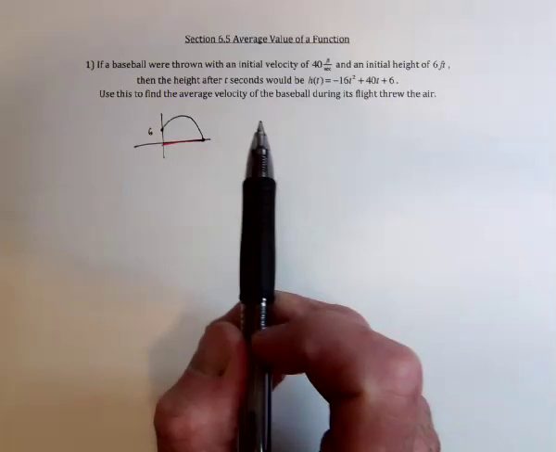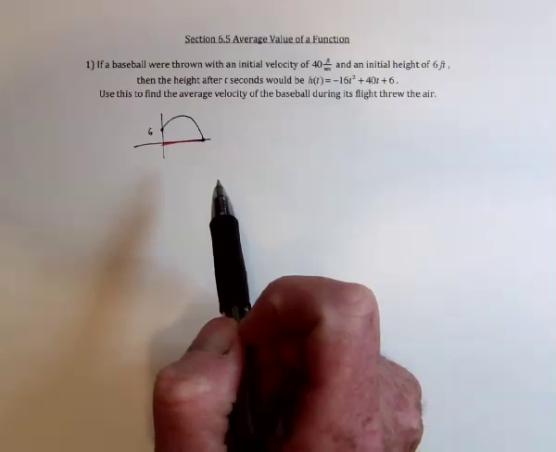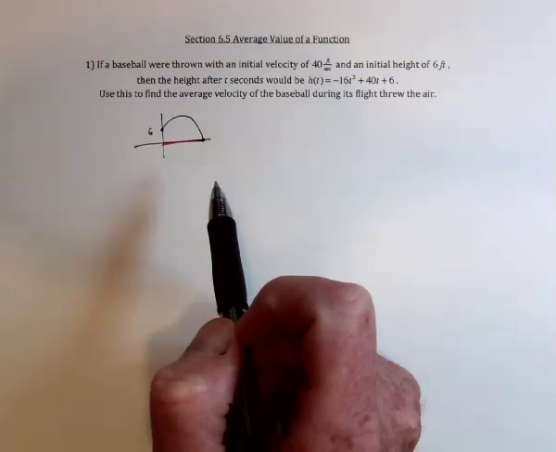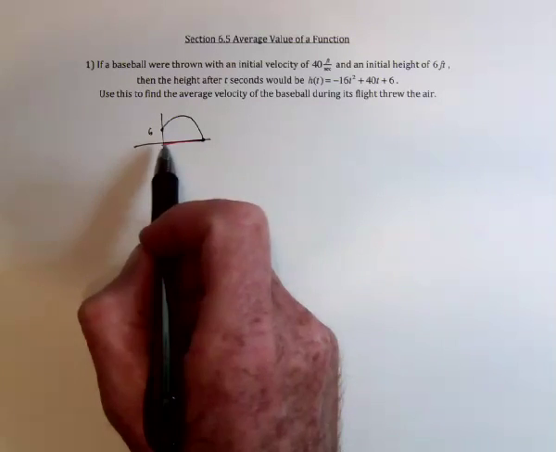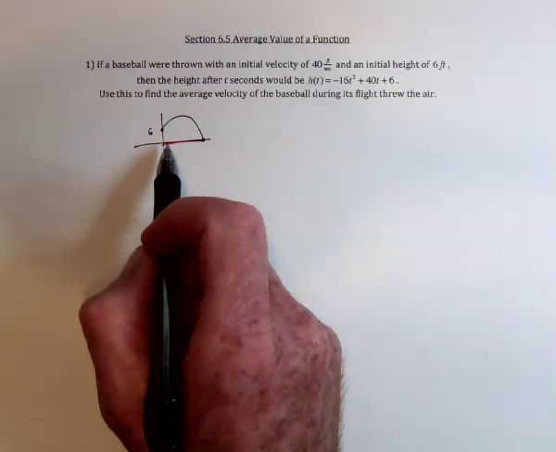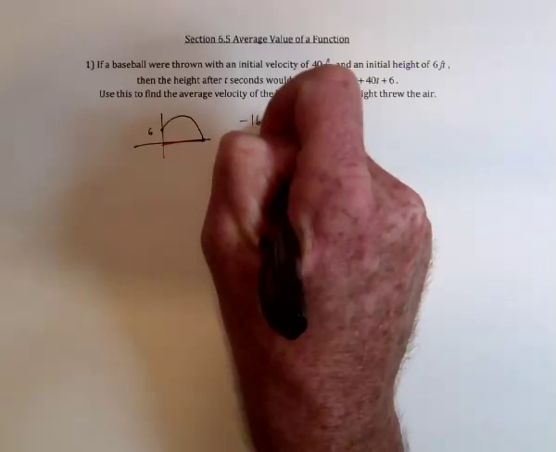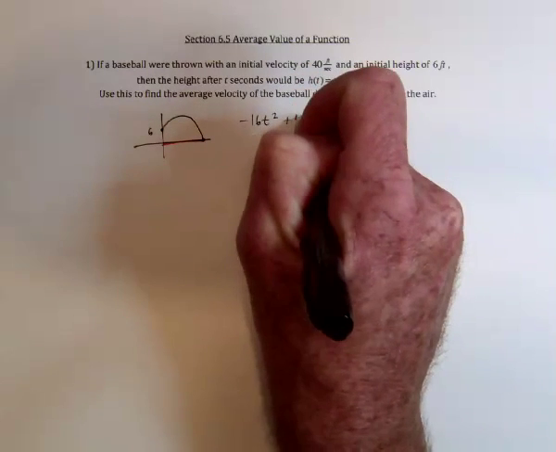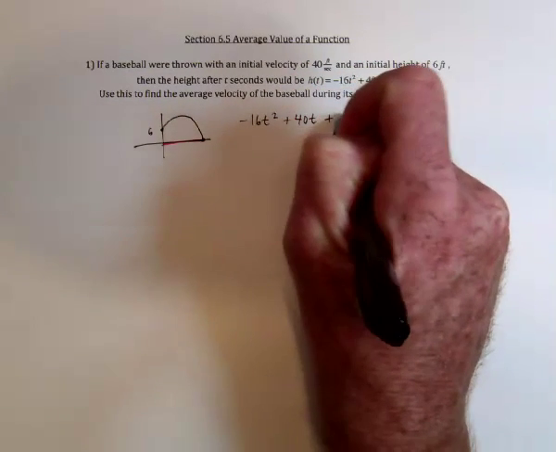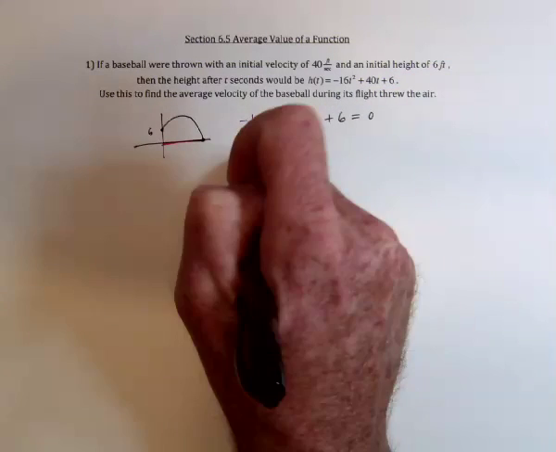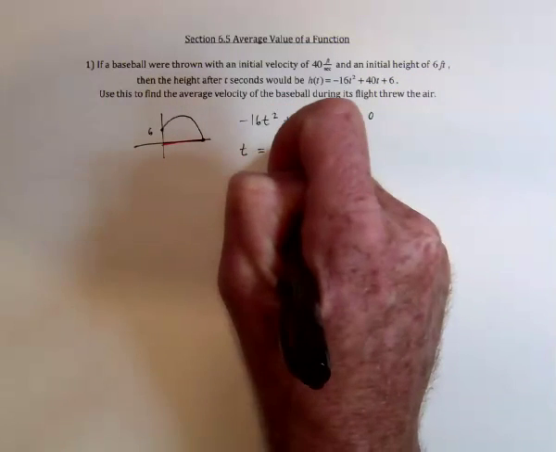And so like I said, we're going to be using integration to add up the function, and instead of dividing by the number of numbers we have, we're going to be dividing by the length of this time interval. So we need to know when does this thing, the height, equal 0. And we can use the quadratic formula.